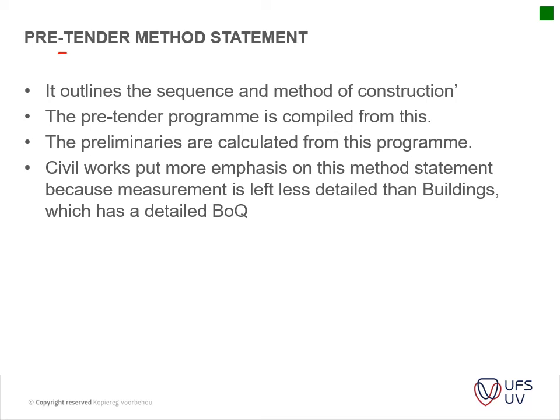So the short and long of the pre-method statement, it outlines the sequence of your method of construction, and the pre-tender program is compiled from this. The preliminaries are calculated from the program, and the civil works put more emphasis on the method statements because the measurement is less detailed than buildings. The point I just wanted to make here is, if you're working on civil or SANS measurement BOQs, the detail of the descriptions in your actual BOQ will be different than your standard system that you will get. So you will have to spend a bit more time on actually measuring some of the work yourself as a contractor.